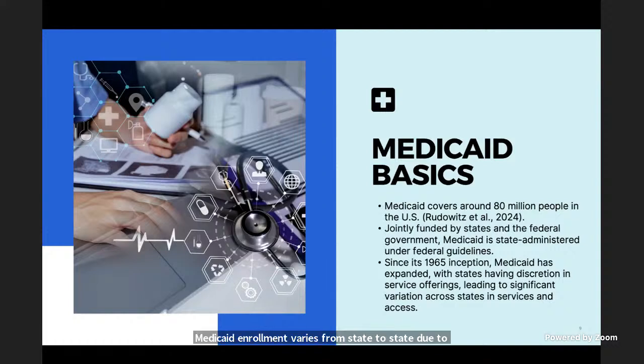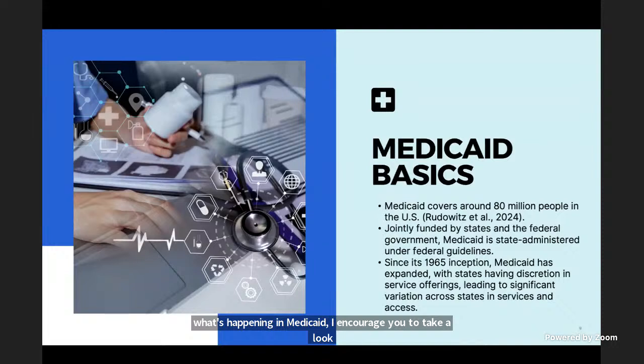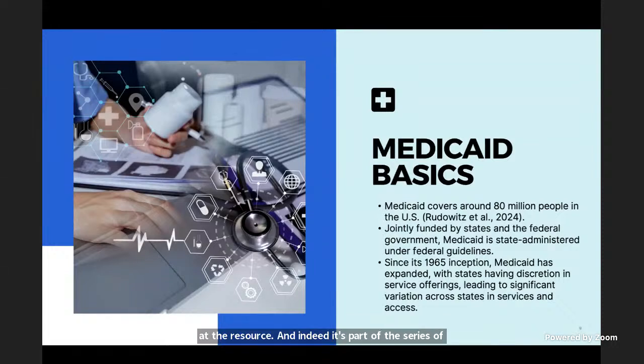The citation that I have here with Rudowitz et al. is from a report called Medicaid 101 that's been recently published by the Kaiser Family Foundation, and we have it listed in the resource page. If you would like to have a really nice, concise, readable overview of what's happening in Medicaid, I encourage you to take a look at the resource. And indeed, it's part of the series of Health Policy 101 reports that the Kaiser Family Foundation has recently produced on lots of different things, including Medicare and insurance in general.